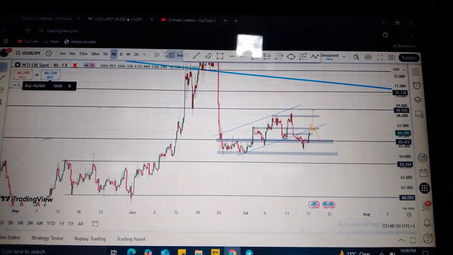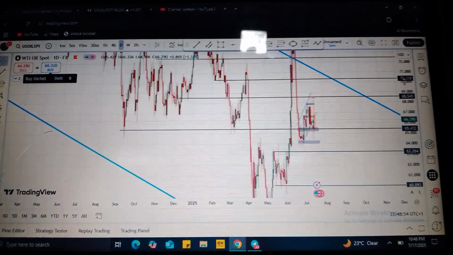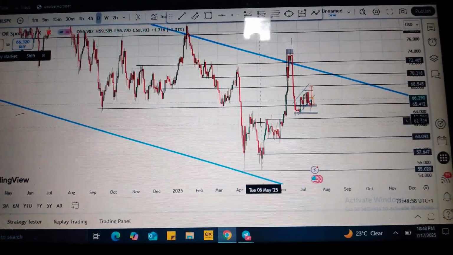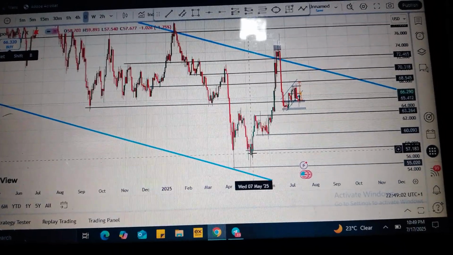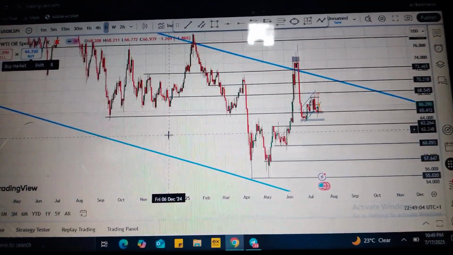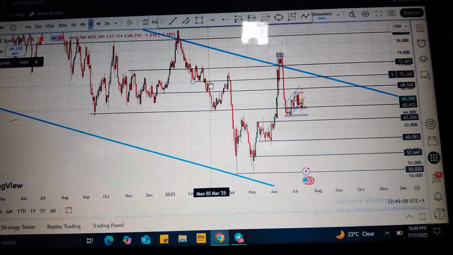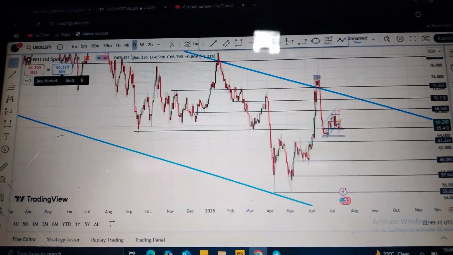If you want me to go to the daily time frame and show you those levels, let me show you these levels. So these levels are all valid levels. You can see bounce off, reject, reject, reject, reject. Look at this one, bounce off. Look at this level, look at this level. So these are all valid levels on US oil, right?